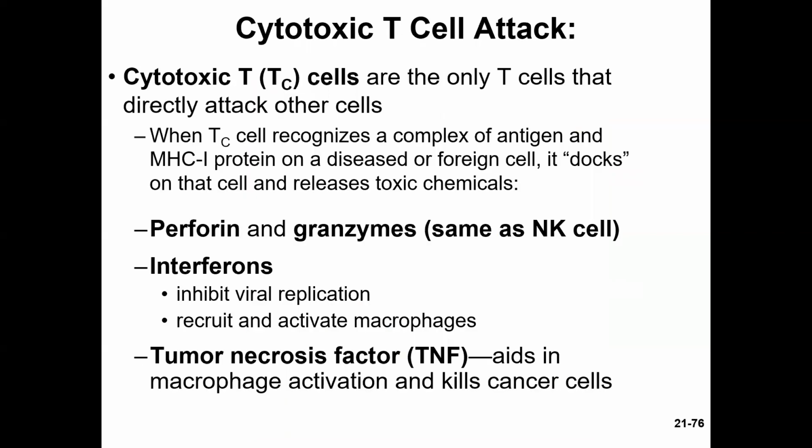So cytotoxic T cells are the only T cells that directly attack other cells. When a TC cell recognizes a complex of antigen and MHC1 protein on a diseased or foreign cell, it docks on that cell and releases toxic chemicals. This is perforin and granzymes, same as the natural killer cells. Interferons will inhibit viral replication. They will recruit and activate macrophages. Tumor necrosis factor, or TNF, aids in macrophage activation and kills cancer cells.